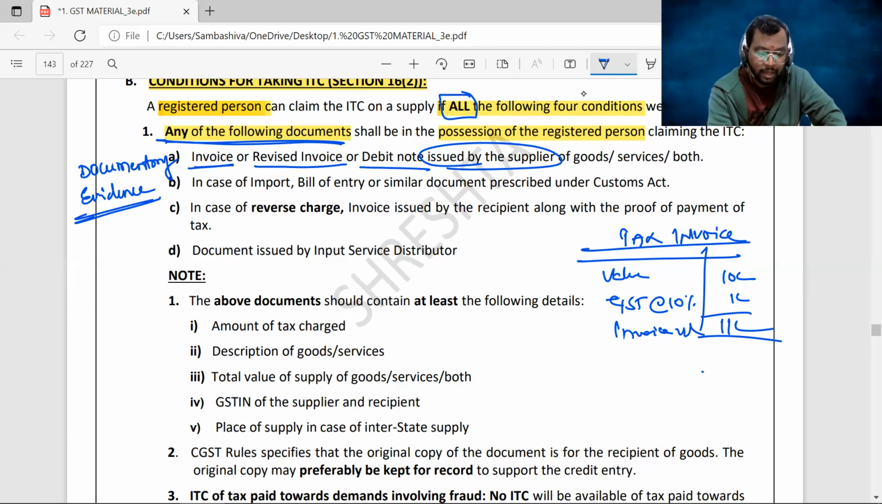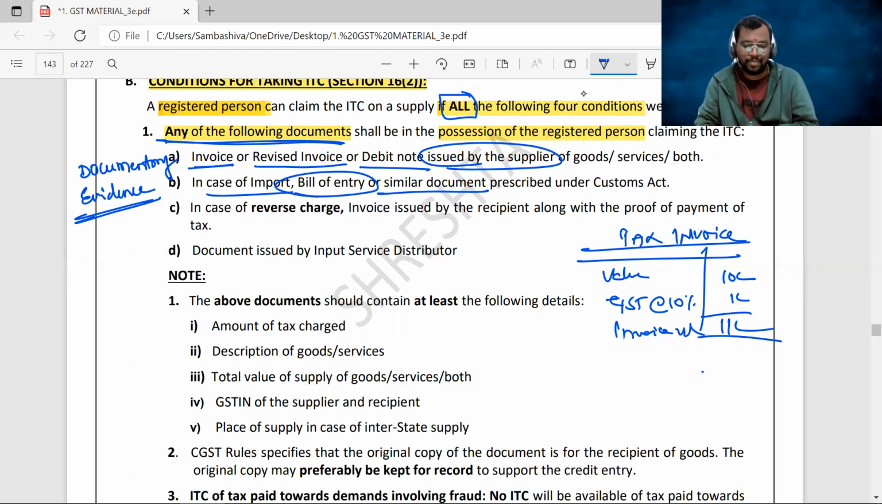Number 2, in the case of imports, a bill of entry or similar document prescribed under the Customs Act. Whenever you are importing goods, you will pay IGST, and that IGST is allowed as credit only by producing the bill of entry as evidence. Bill of entry is a document, a kind of invoice. Depending upon the situation, the name will differ.